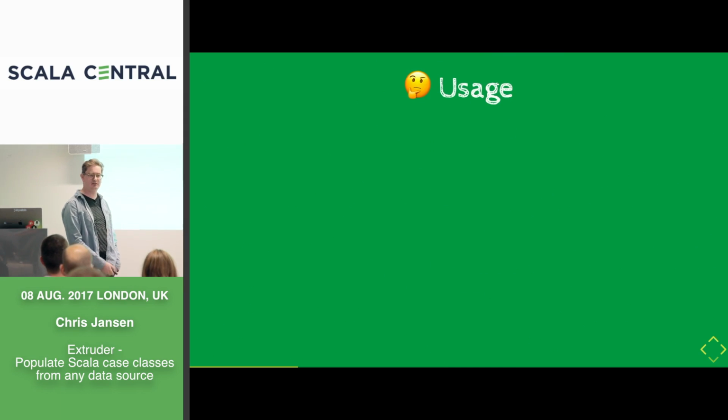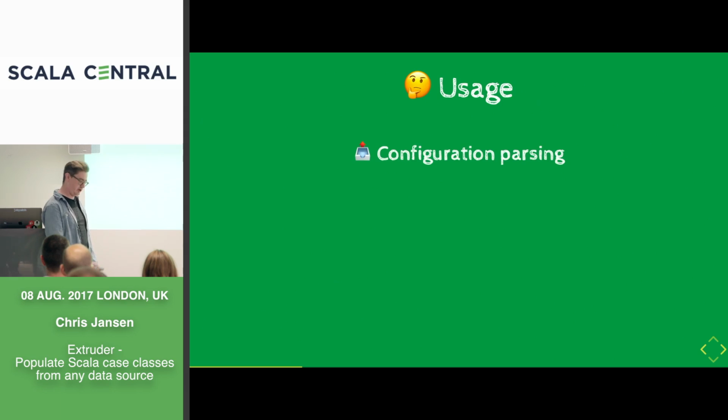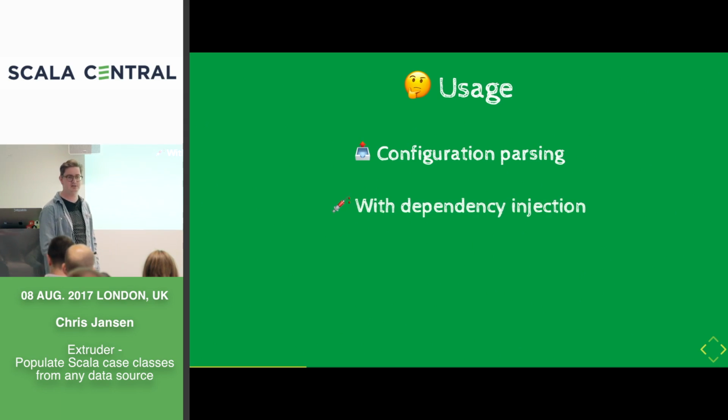So usage, what might you use Extruder for? Well, configuration parsing is one. You start up an application, you might want to load some config from somewhere, say type safe config, system properties, environment variables, a database, wherever. And then you might use that with dependency injection. There's something like MacWire or Grafter, if anybody's used those.